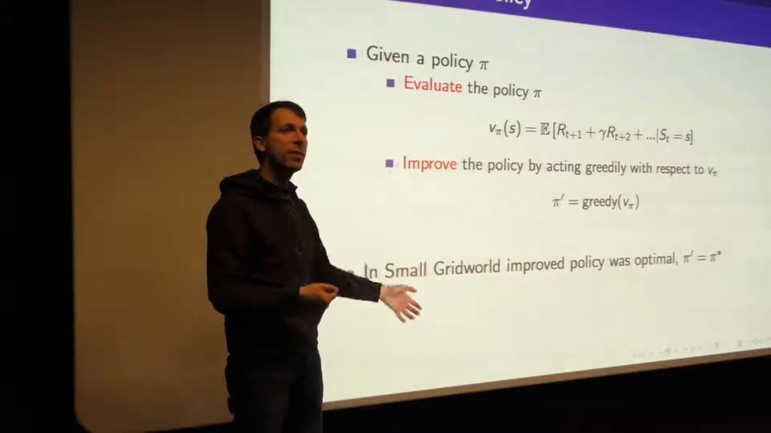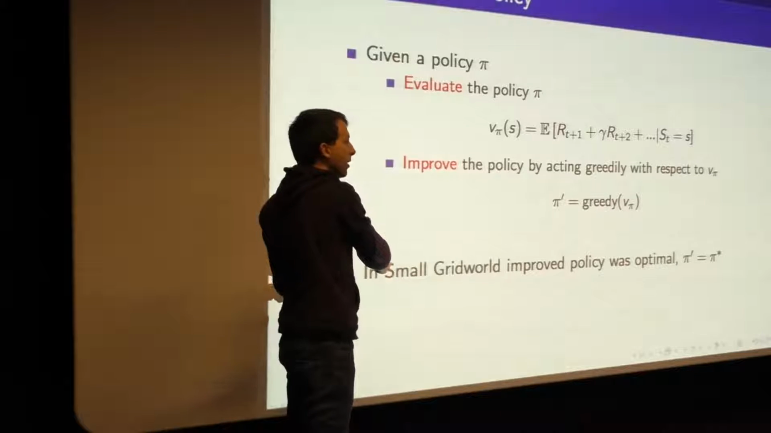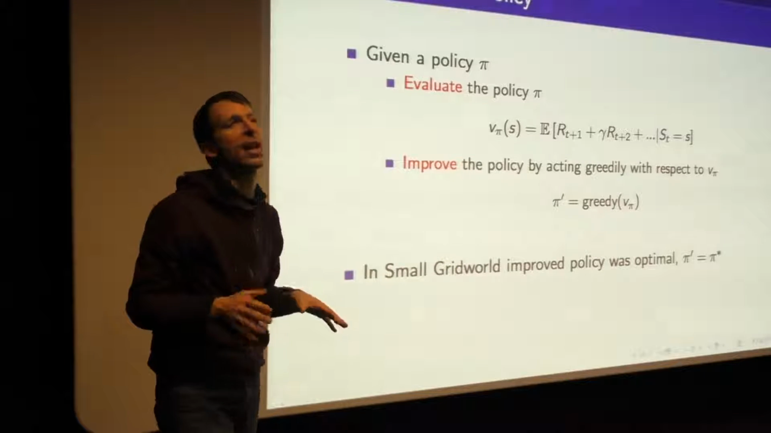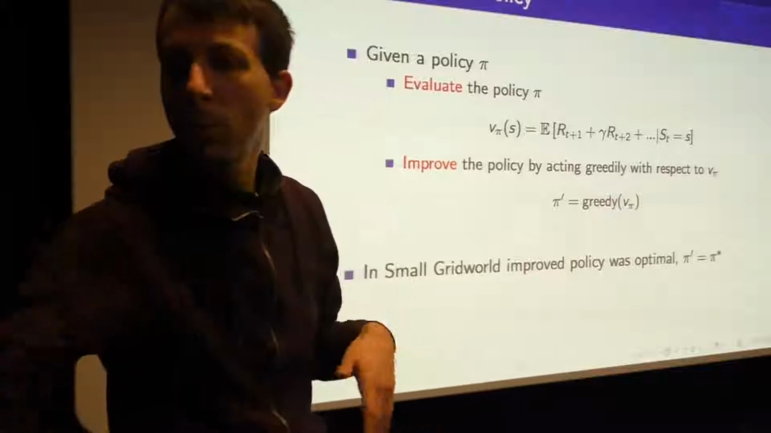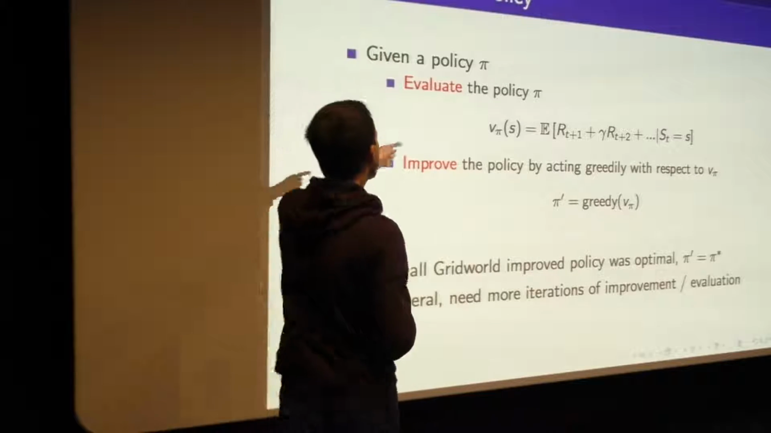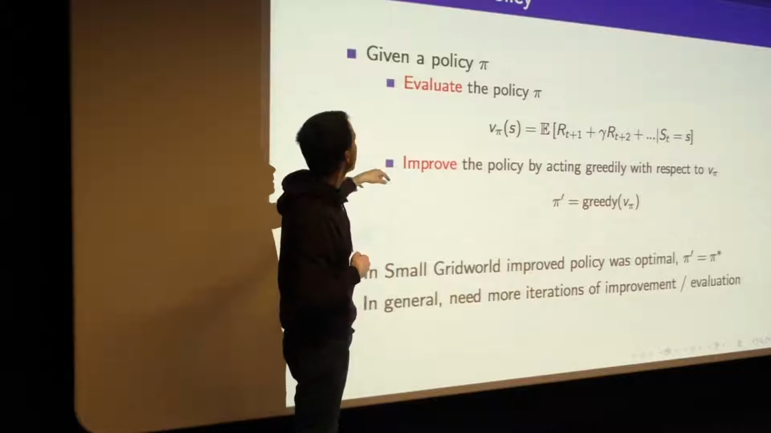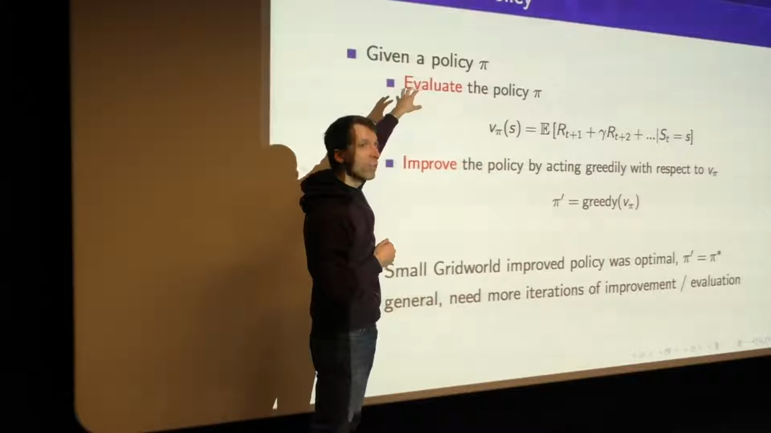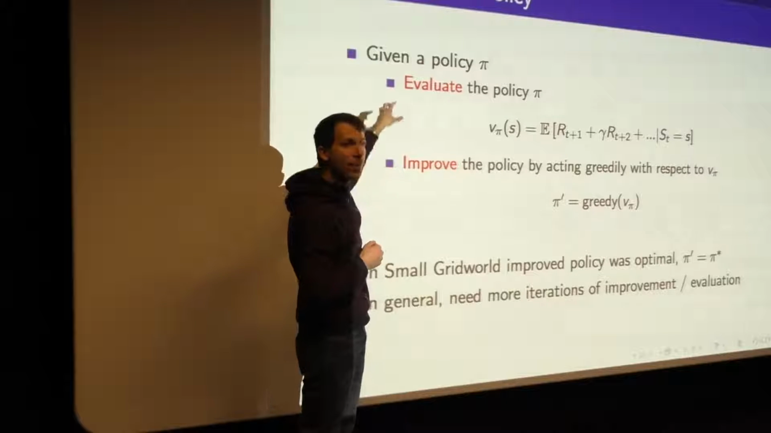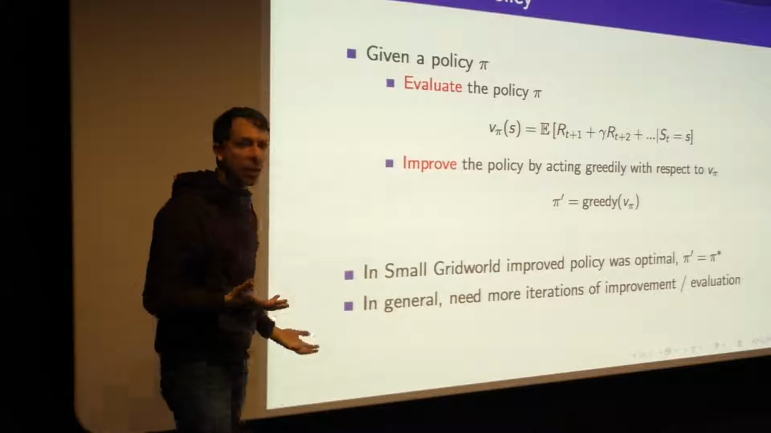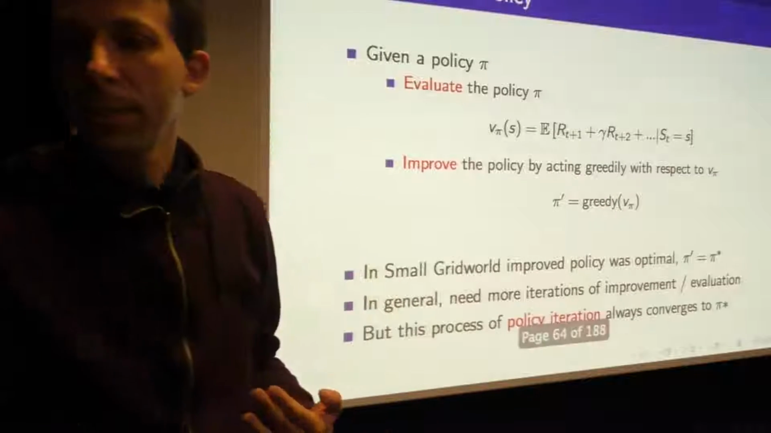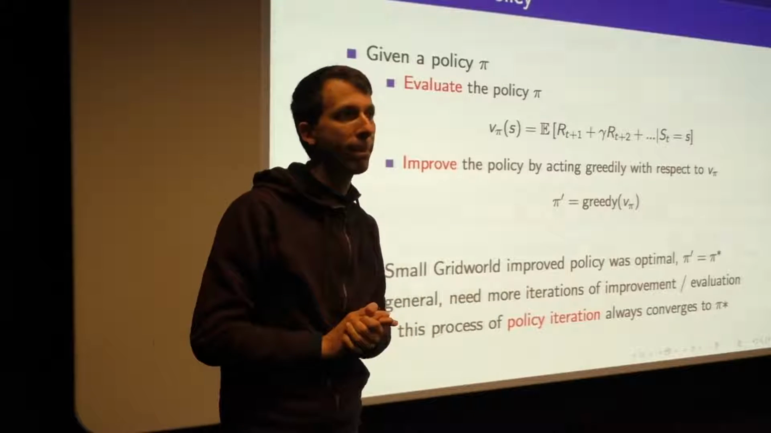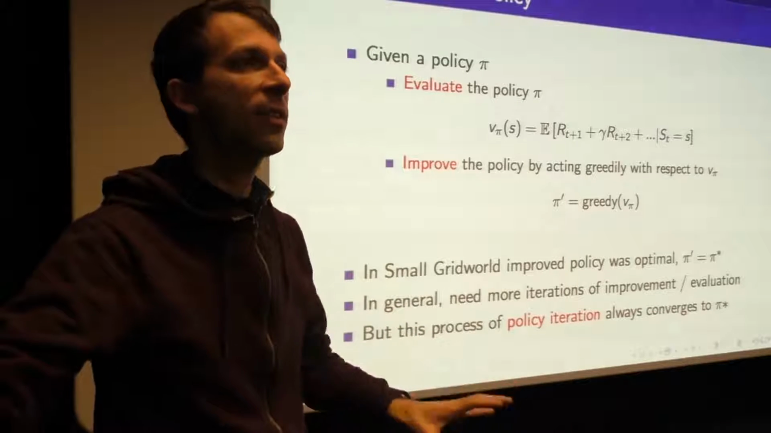And in the small grid world, that was enough. If you went all the way to the bottom of the left column and then acted greedily, that already gave us the optimal policy. That isn't normally the case in more interesting problems. But what is the case is that you can go round and round this process iteratively. You can start with a policy, evaluate that policy, improve it, evaluate your new policy, improve it, evaluate that policy, improve it, and eventually this process always converges to the optimal policy. We'll see why in a second, but first I just want to give a bit more intuition.